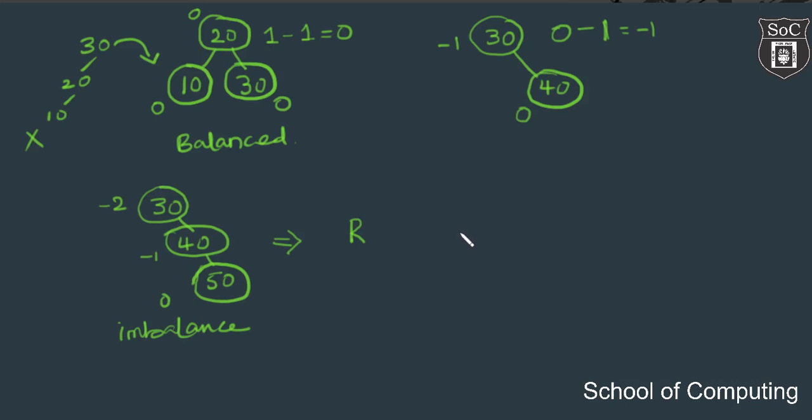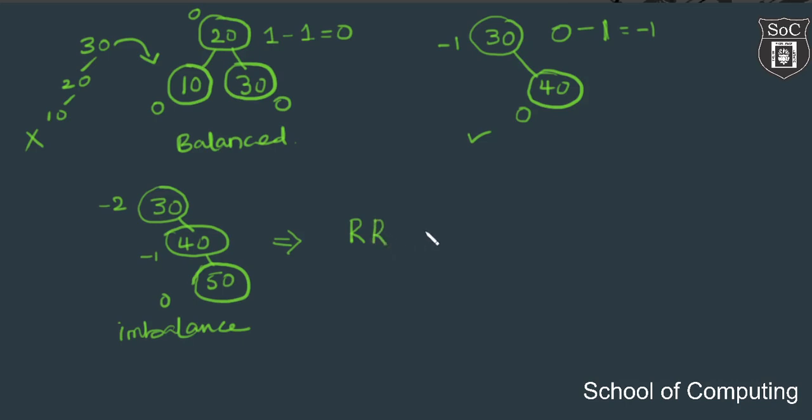And who is responsible for this imbalance? Which newly created element created the imbalance? Because when only 30 and 40 were there, in this case, there was no problem. But when I added 50, it created imbalance. So the problem was created because of a left child or right child. 50 is the right child of 40. So the problem was created because of the right child.